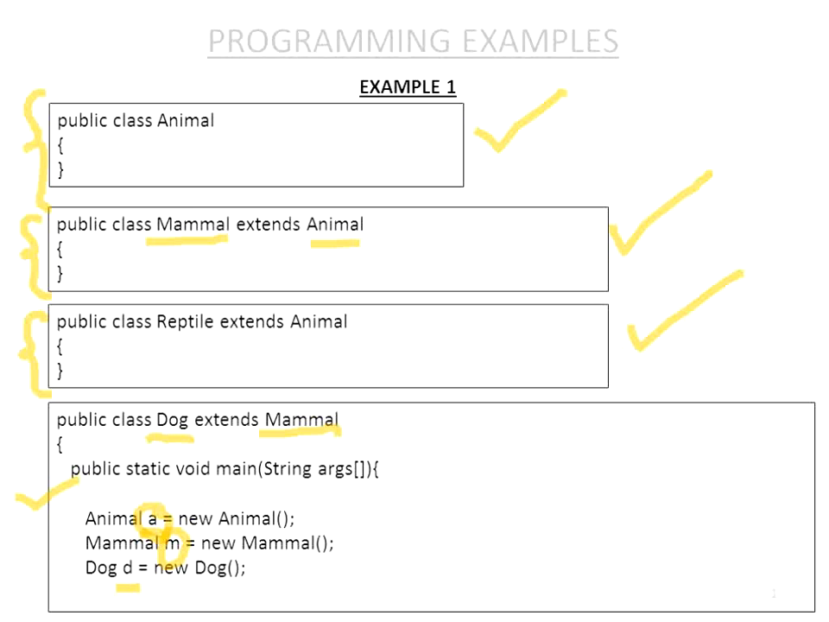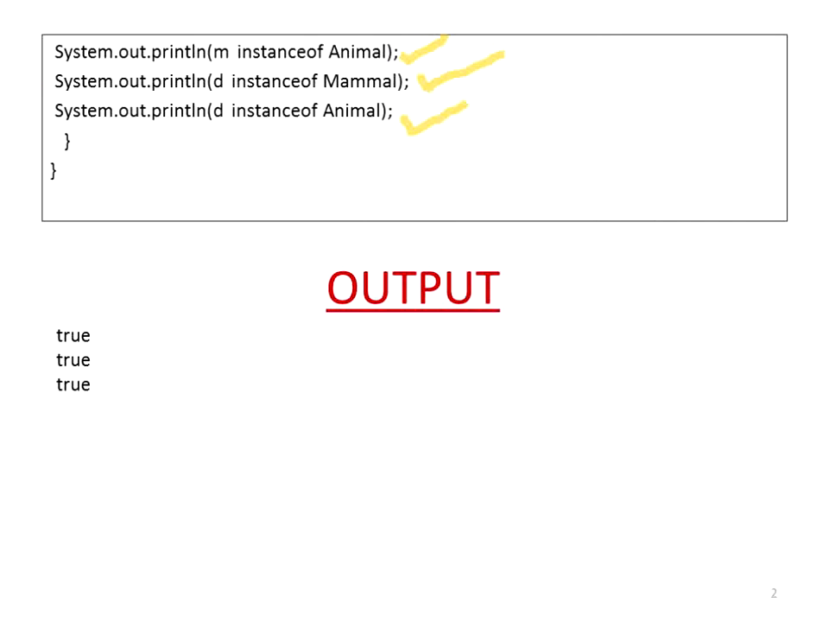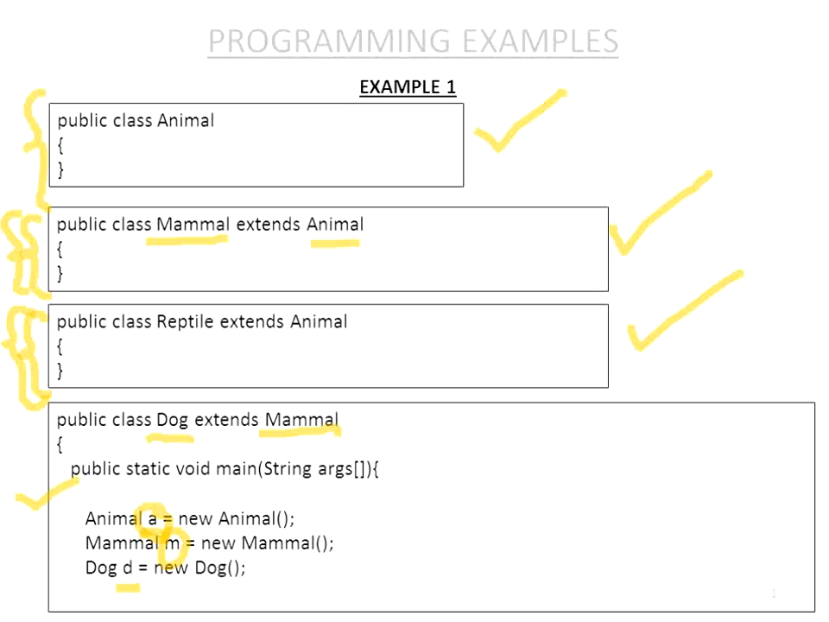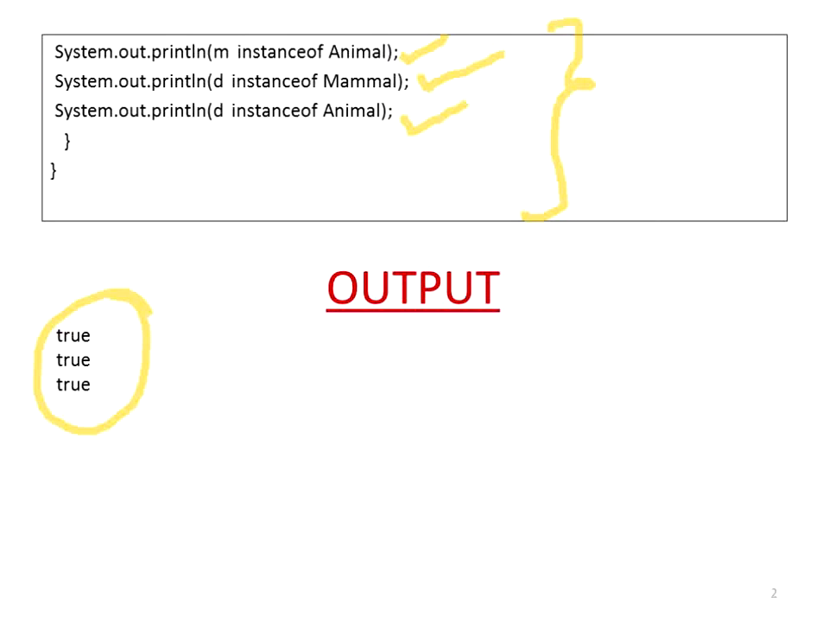First file is named as animal.java. Second file is named as mammal.java, which consists of this code. Third file is named as reptile.java and it consists of this code. And finally dog.java, and this is the code. Now when you run this program, the output will be true, true, true. That means M is an instance of animal, since mammal class is the child class of this animal parent class. So the object that we have created for mammal class is an instance of animal parent class. So the output is true.